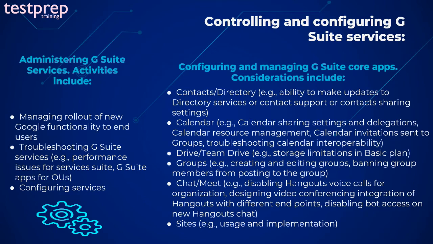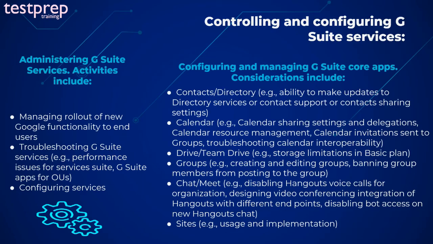Number 2, configuring and managing G Suite core apps. Considerations include 1. Contacts or directory, for example, ability to make updates to directory services, or contact support or contacts sharing settings. 2. Calendar, for example, calendar sharing settings and delegations, calendar resource management, calendar invitations sent to groups, troubleshooting calendar interoperability. 3. Drive, or Team Drive, for example, storage limitations in Basic Plan.